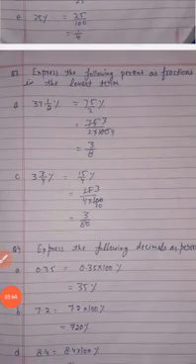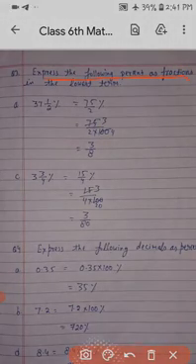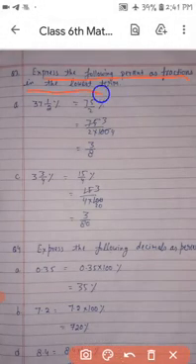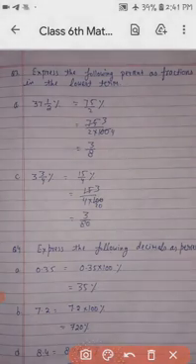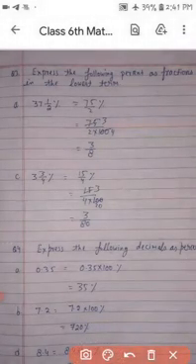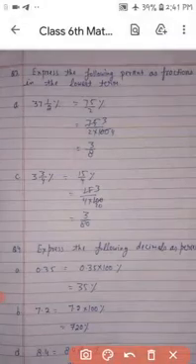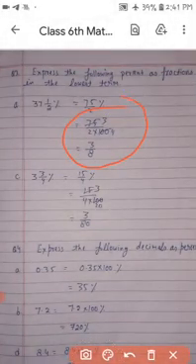Question number 3. Express the following as a fraction in the lowest term. 37 1 upon 2% is equal to 75 upon 2%. Now remove the percentage sign, and it is 75 upon 2 into 100.